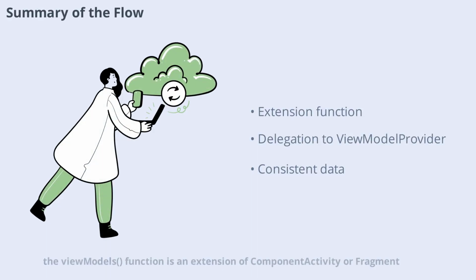To summarize: the viewModels function is an extension of component activity or fragment. It delegates the responsibility of creating or retrieving the ViewModel to ViewModel provider. ViewModel provider interacts with the ViewModel store to ensure the ViewModel survives configuration changes. If no existing instance is found, the default ViewModel provider factory creates a new ViewModel instance. This flow ensures your UI data is always available and consistent.